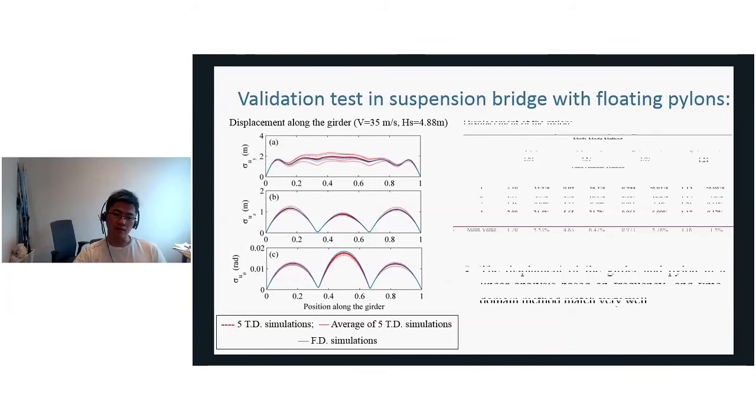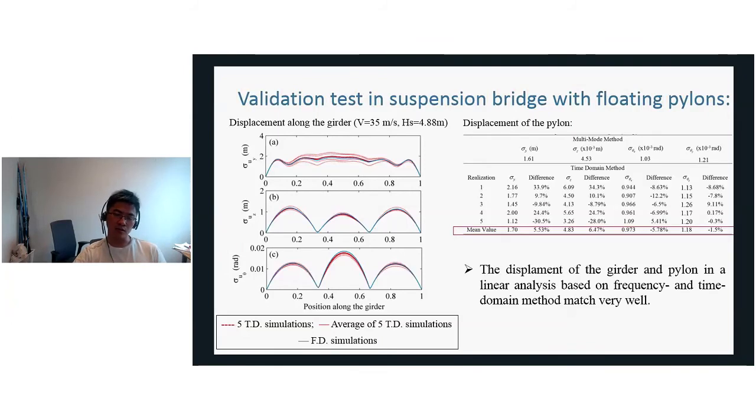We also compared the displacement of the patterns, and there is also a very small difference between the time domain and the frequency domain analysis. So through this validation test, we can prove that our state-space time-domain method is very reliable and very accurate.